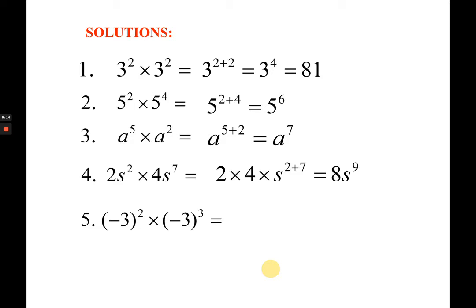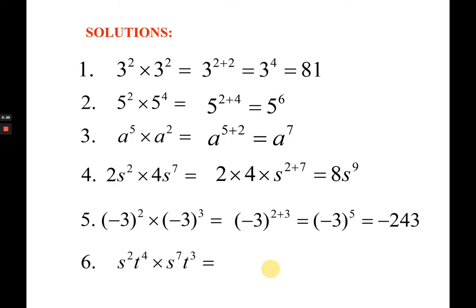Next, you have a negative 3 as your base. You just keep your base, negative 3. You add your exponents, 2 plus 3, and you have 5. When you simplify further, you have negative 243.